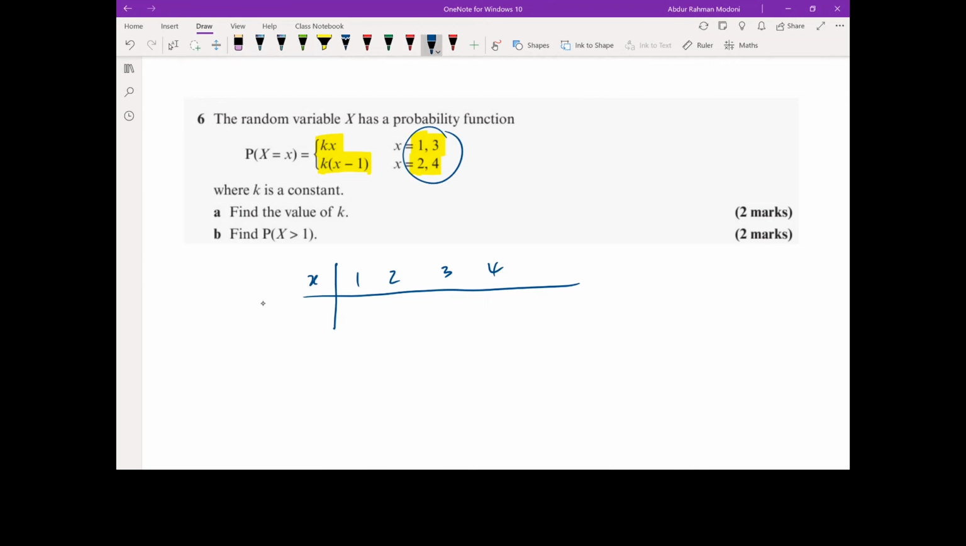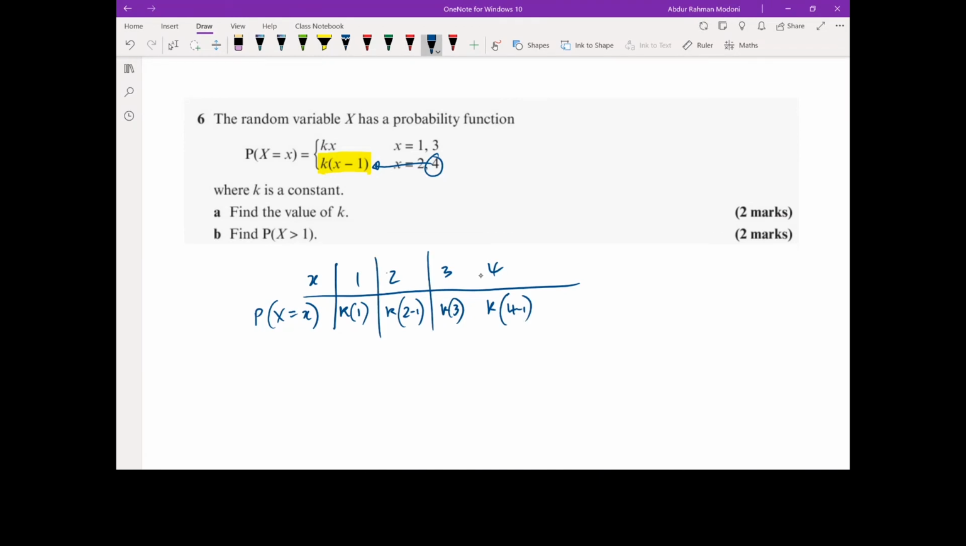Okay. And what is the probability associated with each? I'll write that down. Probability of X equaling x. Well, when x is equal to 1, it follows this one. It will be k times x, which is 1. When x is equal to 2, it follows this one, which is k times (x minus 1), x is 2. When x is equal to 3, it's up here. That follows kx, so that's going to be k times 3. And when x is equal to 4, it follows this. So that is k times (x minus 1), which is 4 minus 1.